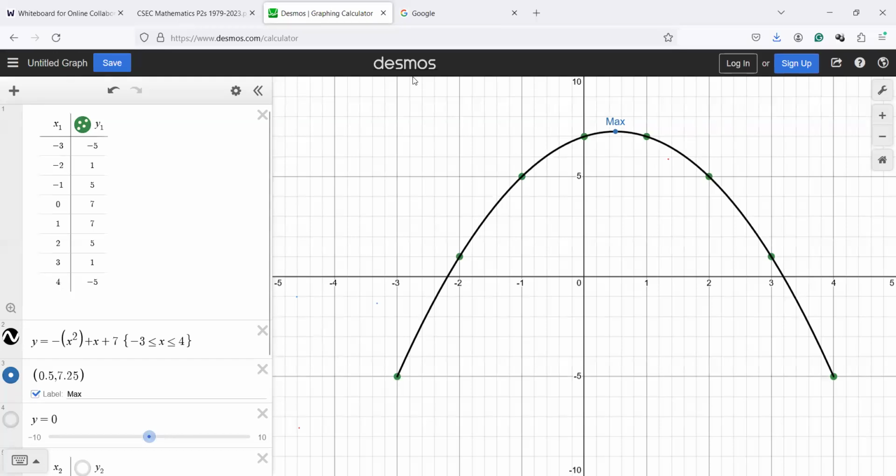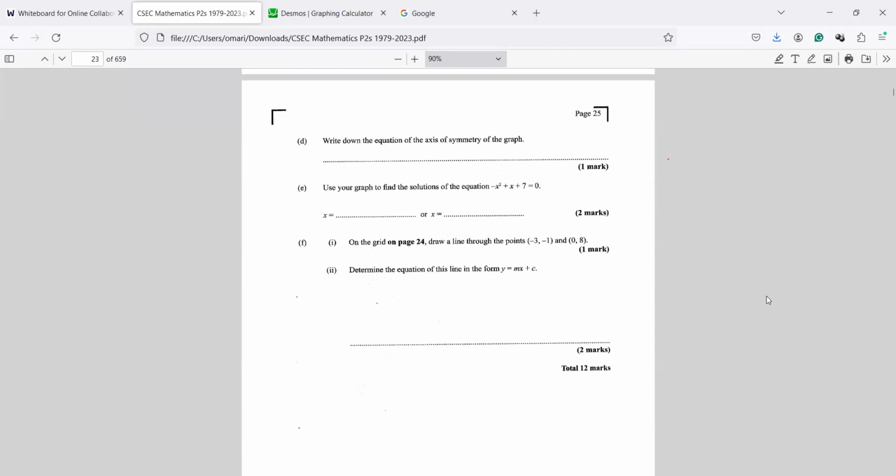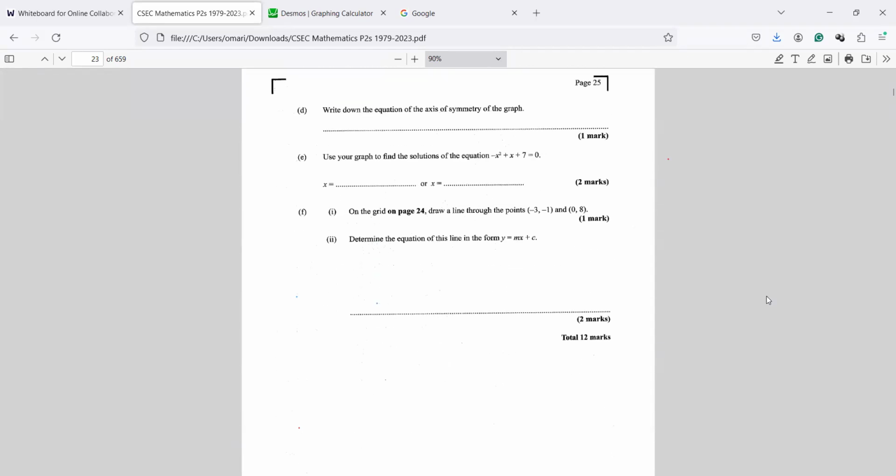What was the next part of the question, Omari? Next part. So write down the equation of the axis of symmetry for the graph. So the axis of symmetry is usually just to say x is equal to a particular value, and that line usually cuts the graph in two.